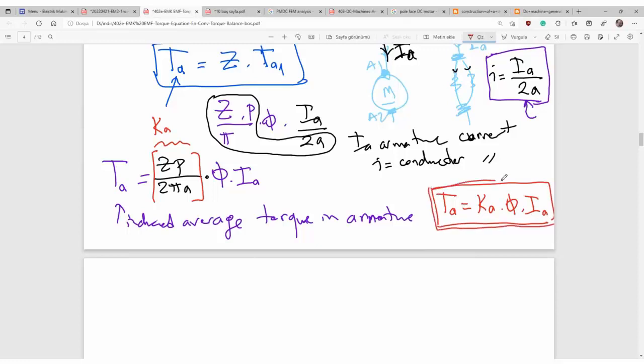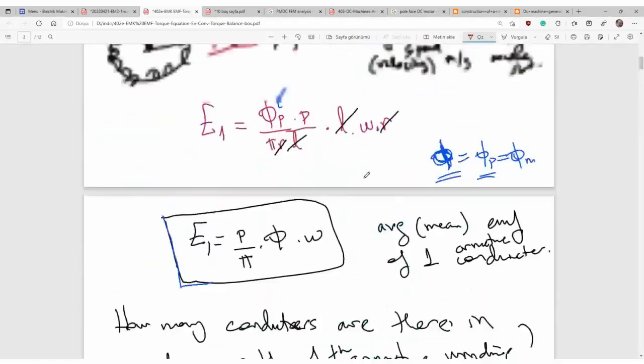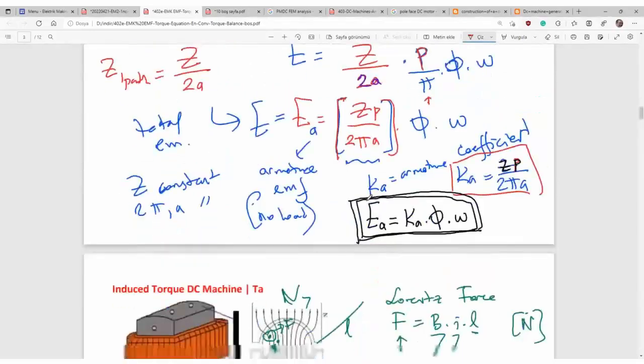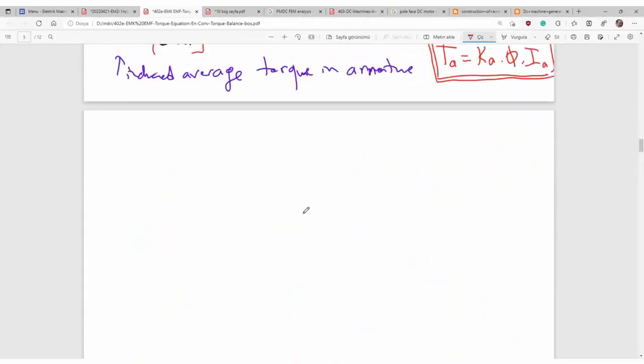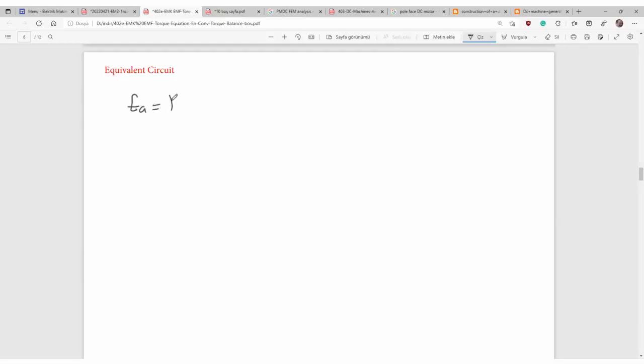And here was the induced EMF equation. Here it is. And then we are about to get into the equivalent circuit. Now, gentlemen, we have the armature EMF: Ka times flux times angular speed. We have the torque equation: Ka times flux times armature current.